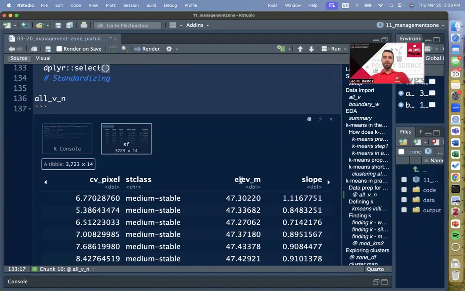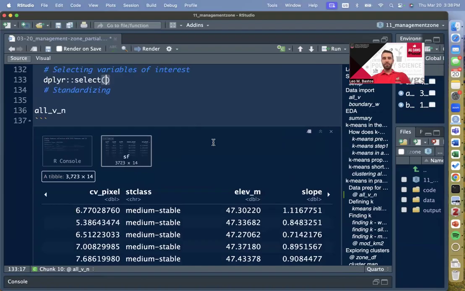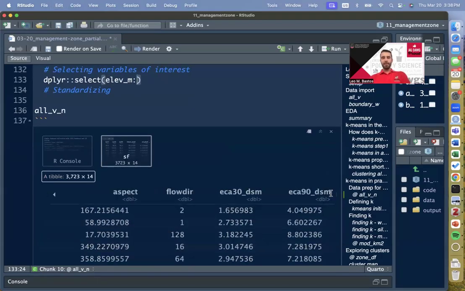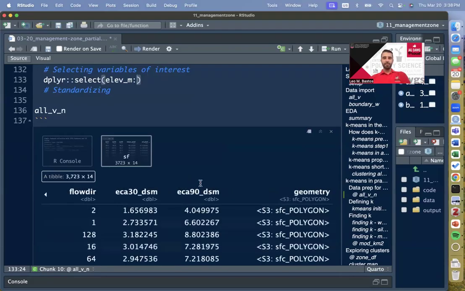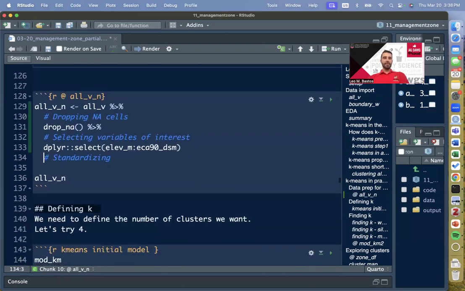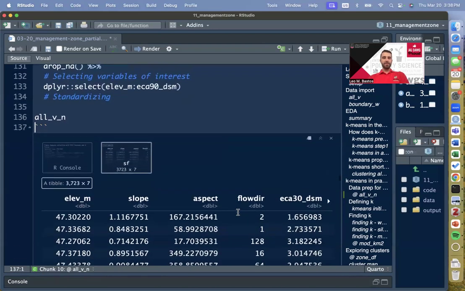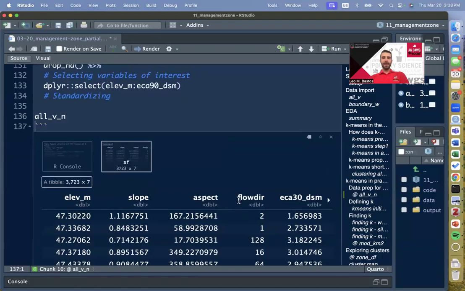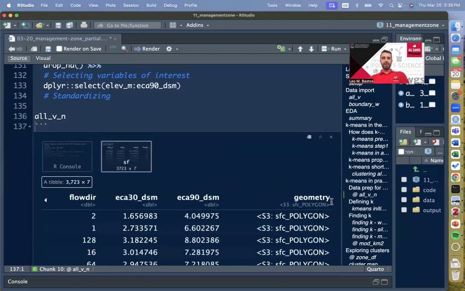So the soil variables start on elev_m. So we're going to basically say here that starting on elev_m, colon, and then if you come all the way to the end of this data set, the last soil variable is eca90_dsm. So from elev_m to eca90_dsm, if you run that, you end up now with 7 columns: elevation, slope, aspect, flow direction, ECA 30 and ECA 90, and the geometry.